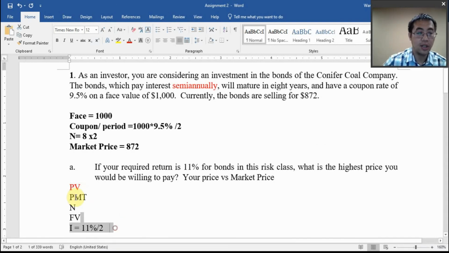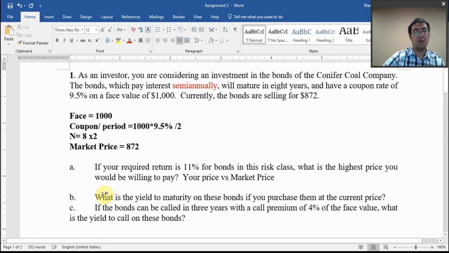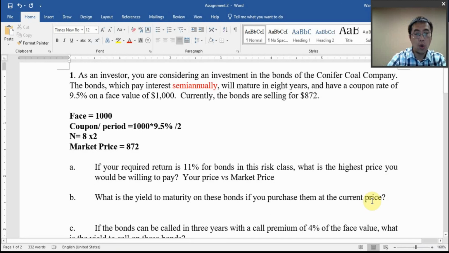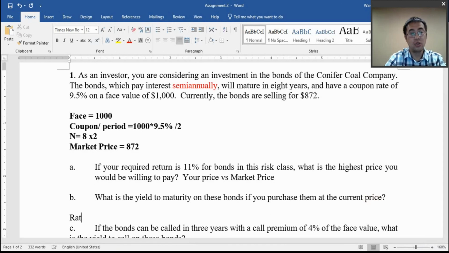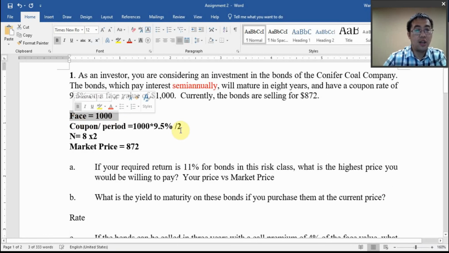The first question is actually the most challenging question. The second one would be much easier. The second one is about solving for the yield to maturity, which is the interest rate. So you solve for the rate, and you know the future value is $1,000. The payment is the coupon per period, and you have the number of periods.